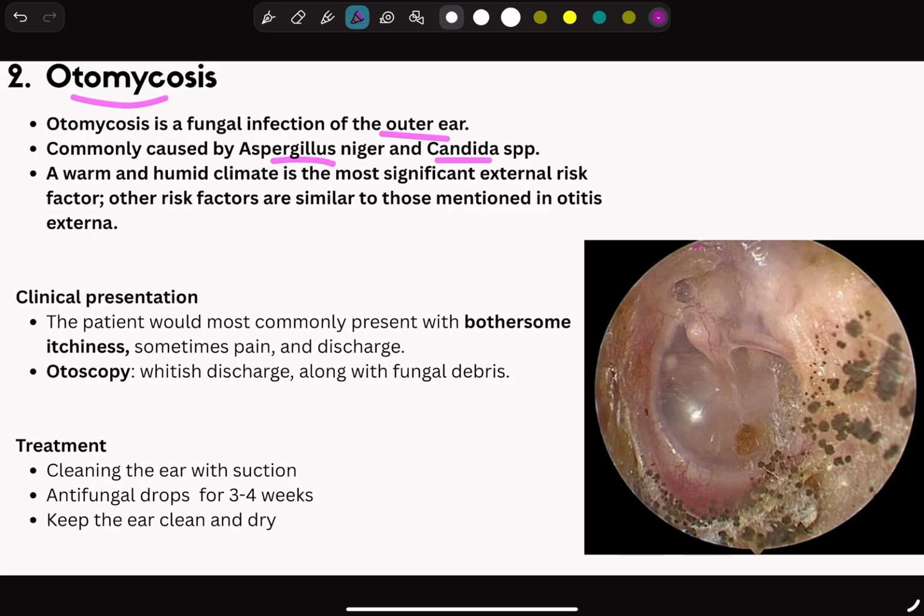What you will see when you examine the patient is what we call fungal debris or fungal hyphae. It is white, with black dots that you will see on top of the whitish discharge. It's very, very classic for fungal infection. And for the treatment, cleaning of the ear in the clinic with suction, because we want to make it very clean, and we put antifungal drops, usually for 3 to 4 weeks, because we know fungal infection takes time to resolve, and we'll see the patient and make sure the ear is nice and clean.